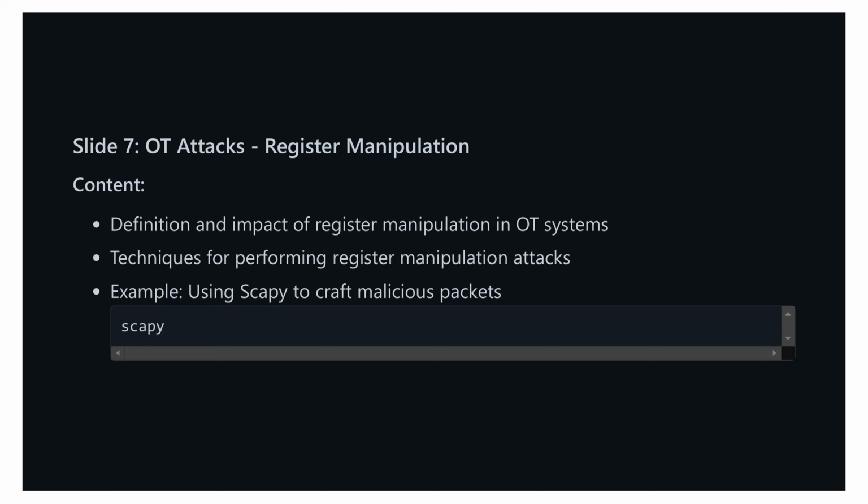These can range from exploiting vulnerabilities in communication protocols to injecting malicious commands directly into the control registers of a system. An illustrative example of this is using Scapy, a powerful packet crafting tool, to generate and send malicious packets that target specific registers within OT systems. Scapy's flexibility and extensive libraries make it an ideal tool for creating custom attack packets designed to change the state of devices unexpectedly. In our next slide, we will delve into CAN bus attacks in automotive systems, their definition, impact, and ways to perform such attacks using tools like TCP Relay for analysis and exploitation.